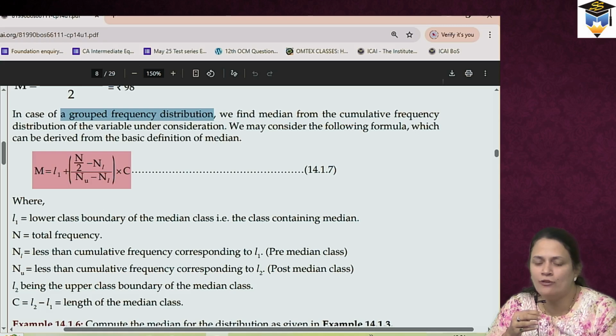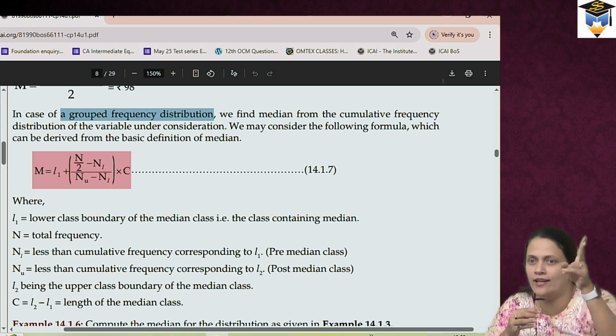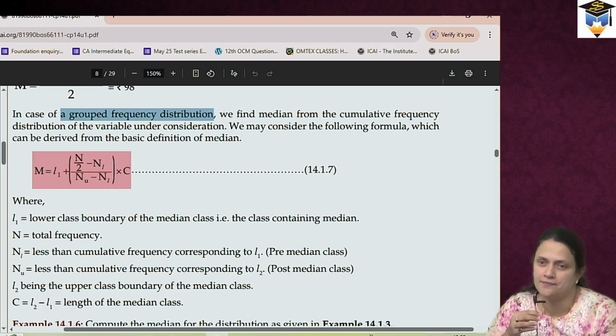This is the formula where L1 is the lower class boundary of the median class which contains the median. N is the total frequency. NL is the less than cumulative frequency corresponding to L1, that is pre-median class. NU is the less than cumulative frequency corresponding to L2, post-median class. L2 is the upper class boundary of the median class, and the class length C is calculated as L2 minus L1. Write down all these parameters, please. After you write down the formula, write down everything. What is L1, N, NL, NU, L2 and C.